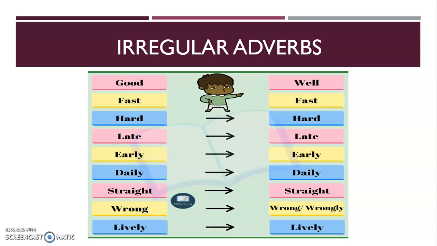Right? Let's move on. So there are also irregular adverbs that change differently from the rules that I explained to you. For example, the adjective good, when we change it to an adverb, it becomes well. Fast, no change, fast as well. So hard, late, early, daily, straight, long and lively. These are all the adjectives that will not change when we convert them into adverbs.